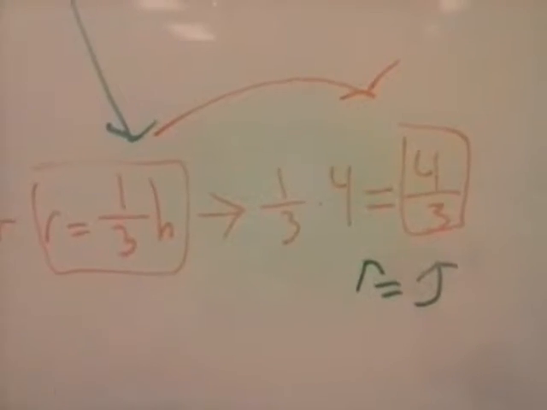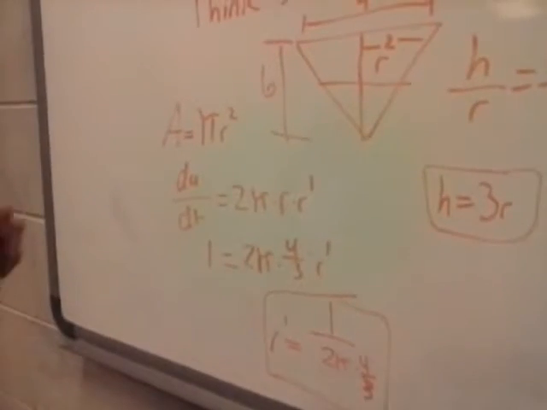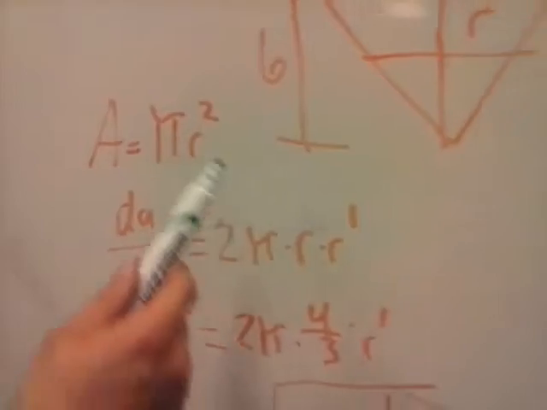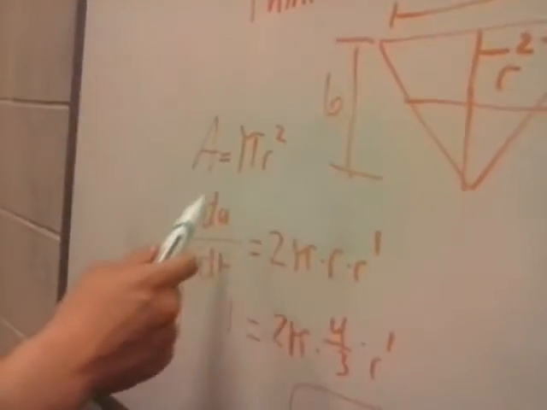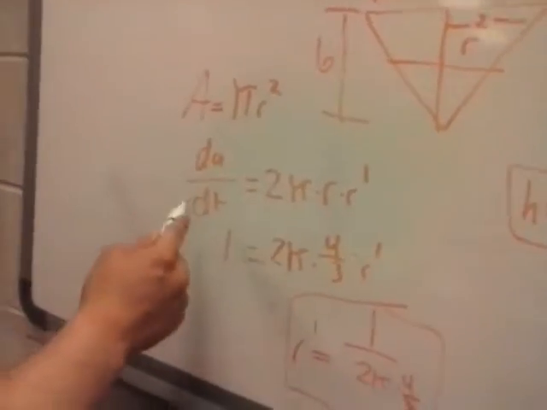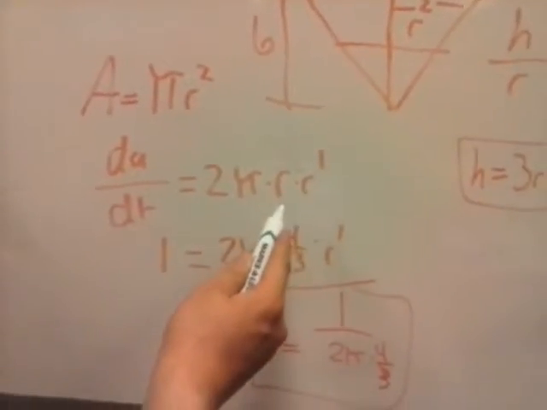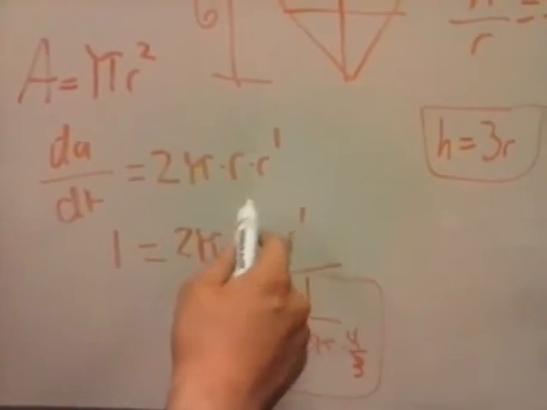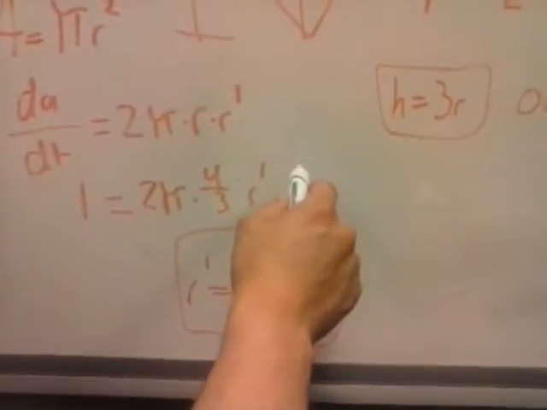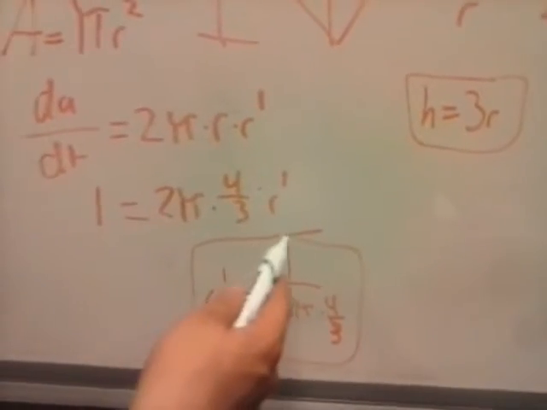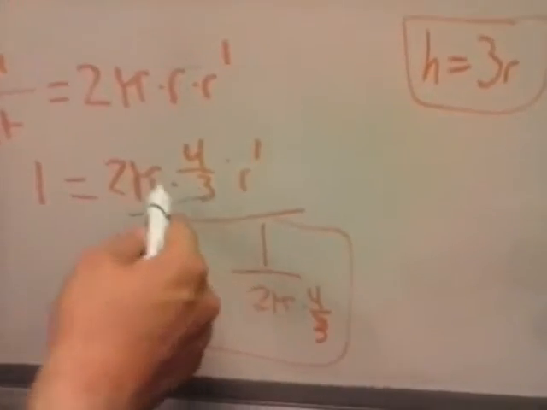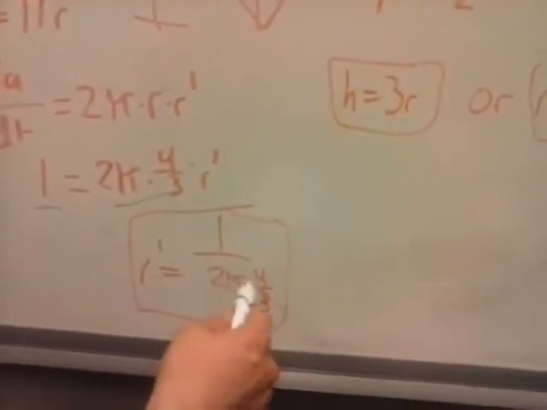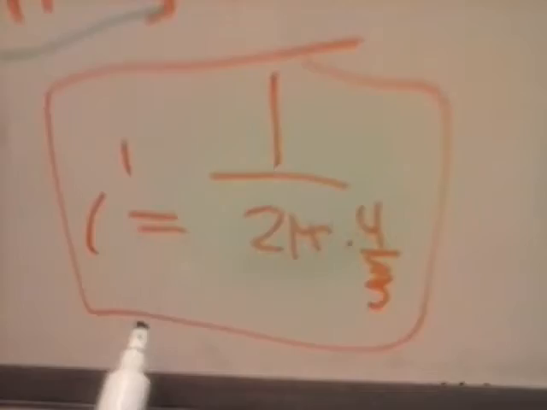But right now we're going to figure out what dA/dt, the area, is. You know what r is, so you plug in r and square it after you take the prime, because remember, you're doing dA/dt, which means you're taking the prime of what's on both sides. That's just going to be 1 equals 2 pi times 4/3 r prime. And you want r prime to be by itself, so you divide that in there. And now r prime is equal to 1 divided by 2 pi times 4/3. Now you have your r prime.